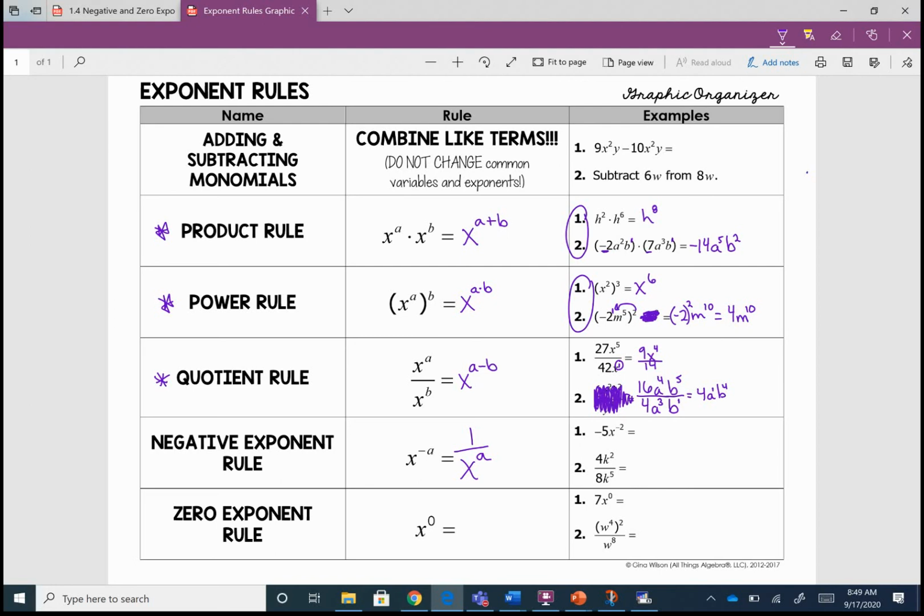Don't let it bother you that we have an x for a base and an a for an exponent. It doesn't change the rule. We have x's and a's just so we make it generic, so it applies for everything.